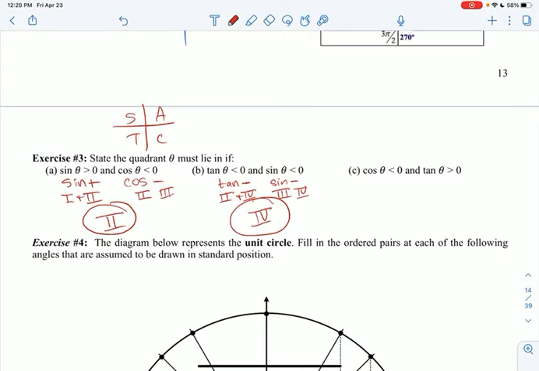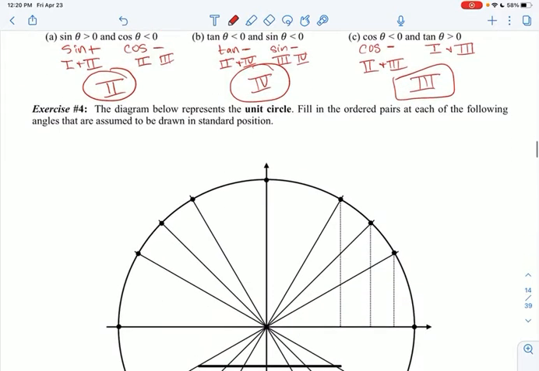Cosine is less than 0. So where is cosine negative? Cosine is negative in the second and the third. Tangent is positive. Well, tangent is positive in the first and the third. All students take calc. I'm looking at my picture right there. So what do they both have in common? 3. Okay, so the third quadrant.